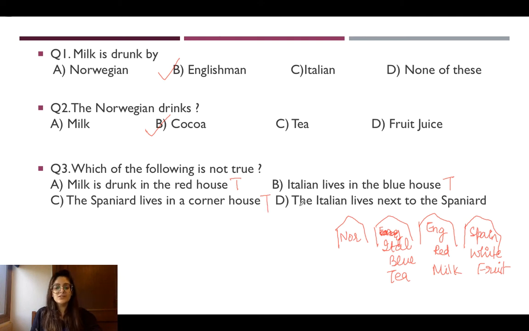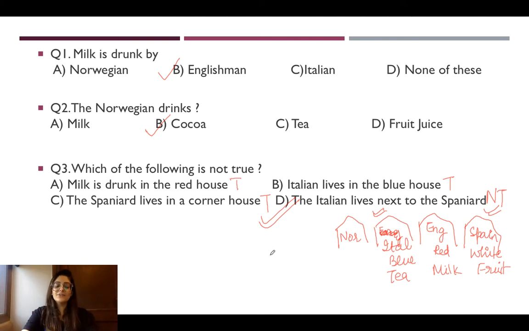Obviously, the last one is the false one. Let's read it once. The Italian lives next to the Spaniard. So that is not true because the Italian is here and the Spaniard is here. So this is the not true statement. So the correct option is option D. So here, we've done our questions. It did not even take us 30 seconds to do this. That is because we actually utilized our time properly, constructed a clearly laid out table of information, and that is why we were able to do it without getting confused.